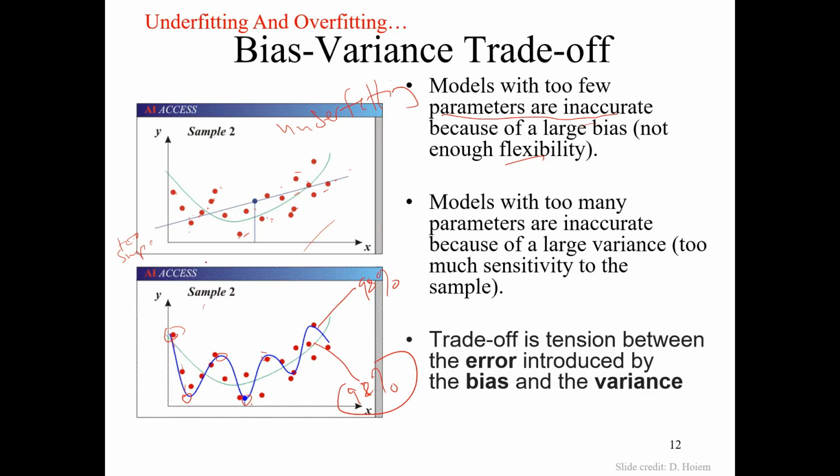So this is how we are able to recognize an overfitted or an underfitted model. This one definitely represents a classical underfitted model because the model is just too simple. It's not considering the inherent attributes of the data set. While this one goes to the extreme: while trying to avoid underfitting, it went to the extreme of overfitting everything. So the trade-off is the tension between the error introduced by the bias and the variance.